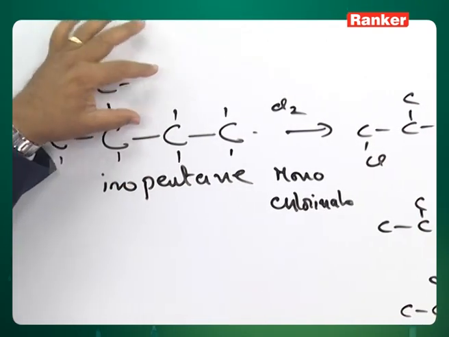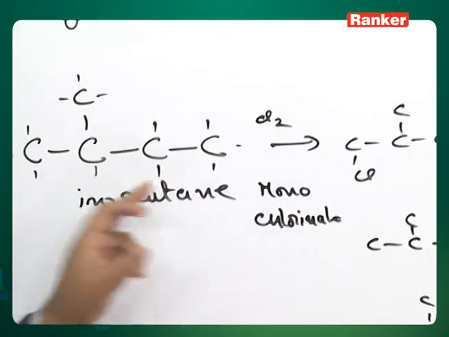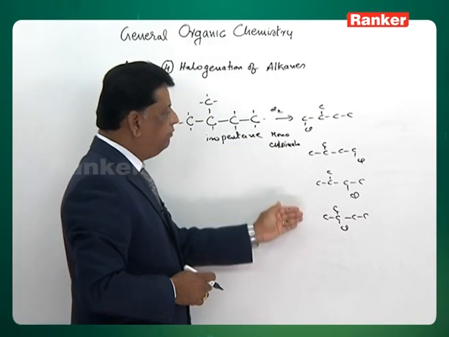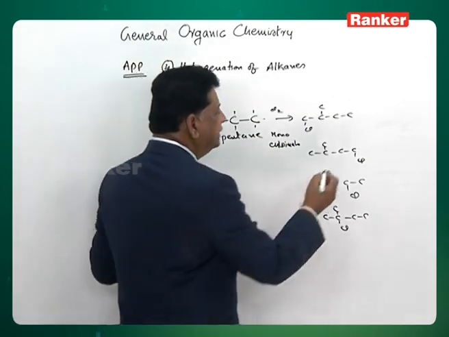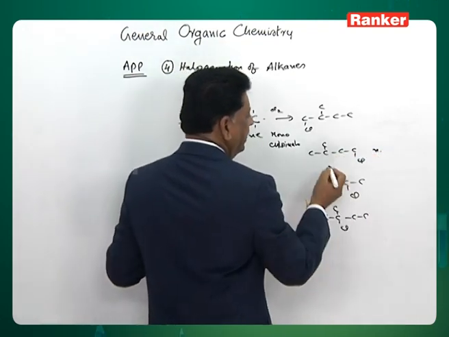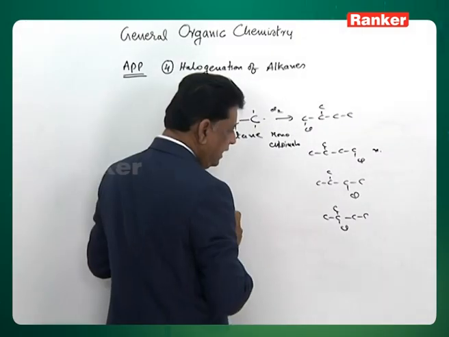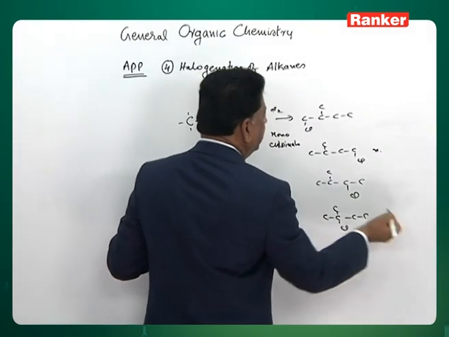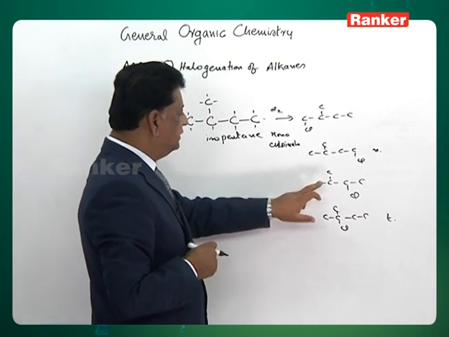3 plus 3, 6 hydrogens, let us say A type, these 3 are B type, these 2 are C type, this is D type. Therefore, 4 answers are coming, of which this is called n-pentyl, this is n-butyl, this is n-propyl, and this is called tertiary pentyl. The other you can say is called secondary pentyl.